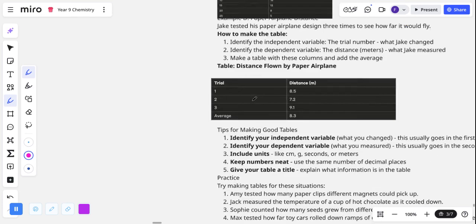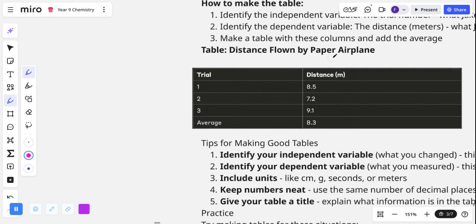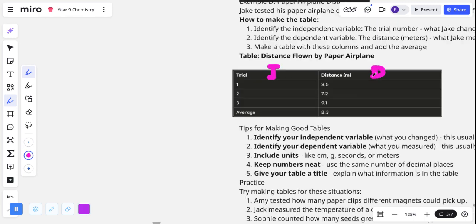All right. Last one is an example. Distance flown by paper aeroplanes. I love this in physics. It's a cool experiment to do with you guys. Trial 1, trial 2, trial 3. You are choosing how many times you throw the aeroplane. This is your independent variable. You are measuring the distance. This is your dependent variable.